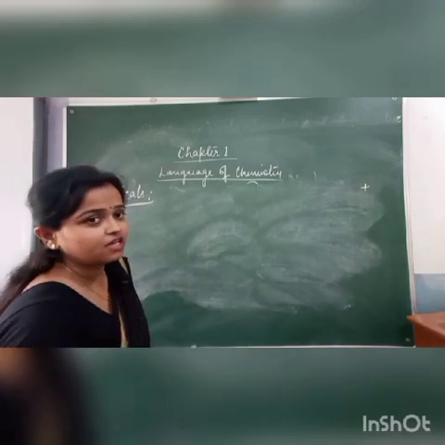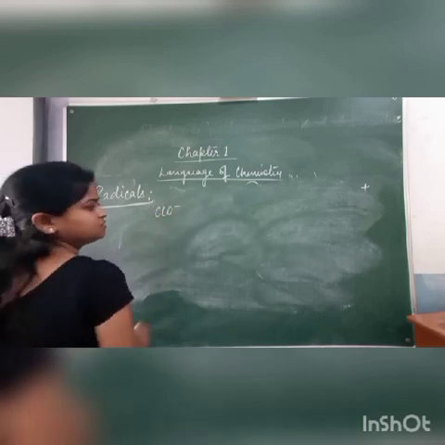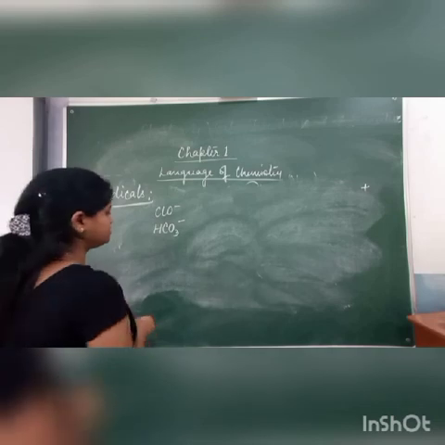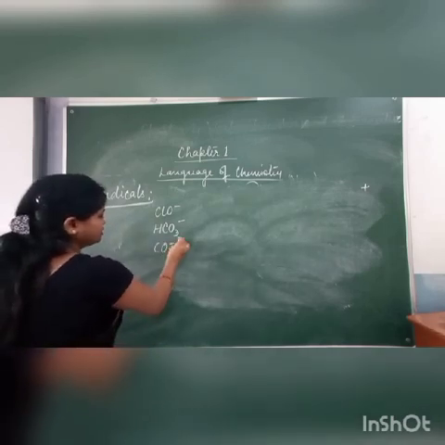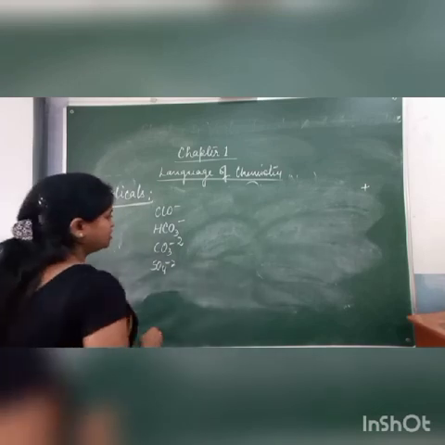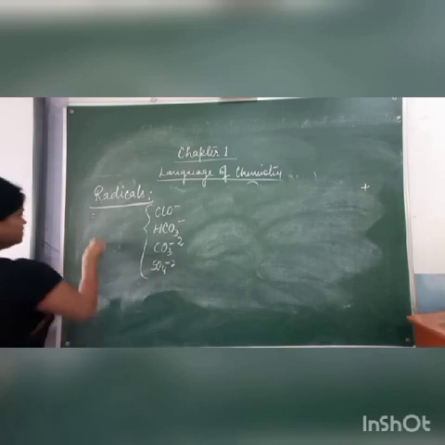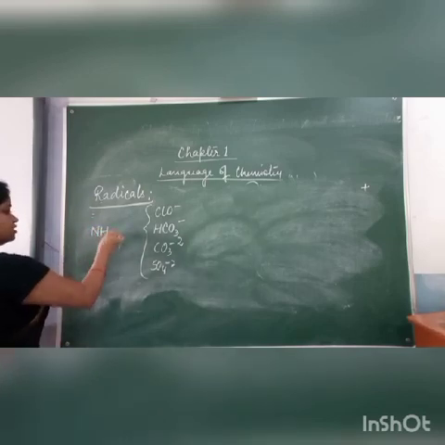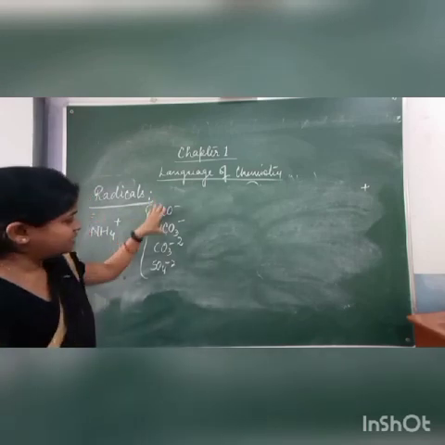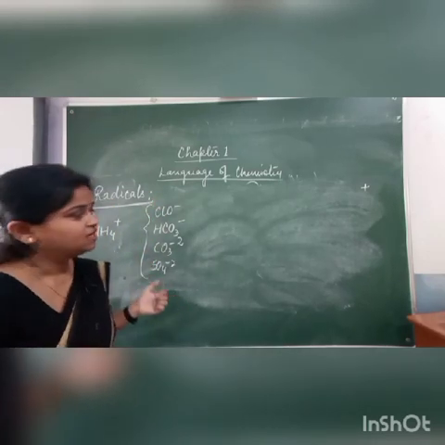such as ClO minus, H3O3, HCO3 minus, CO3 minus 2, SO4 minus 2. Now this is with respect to the negative ones. One more we have in positive, NH4 plus 1. Now these are all examples of radicals. Now you will ask, what is a radical?